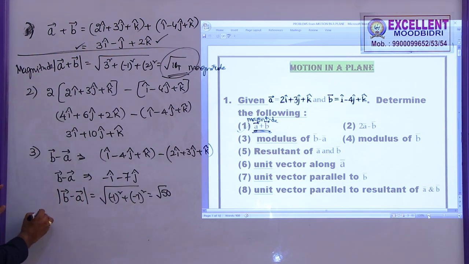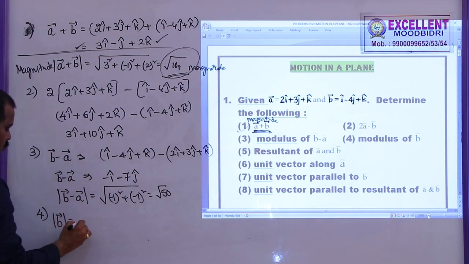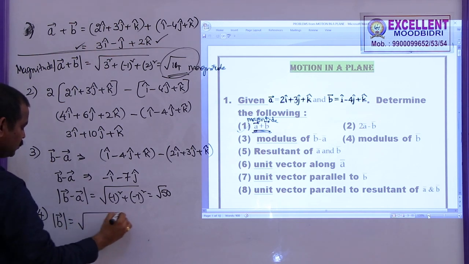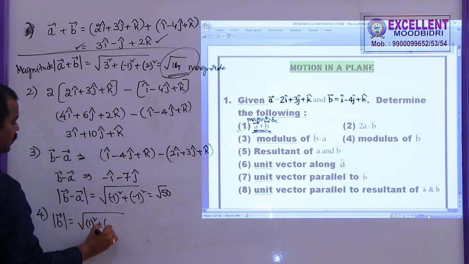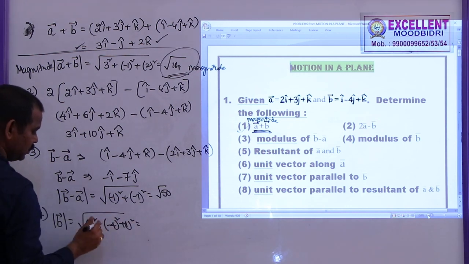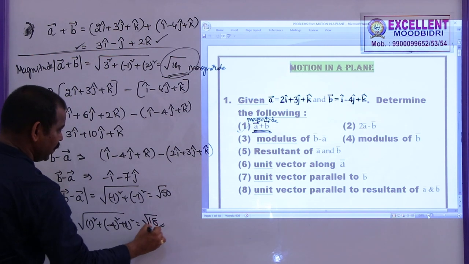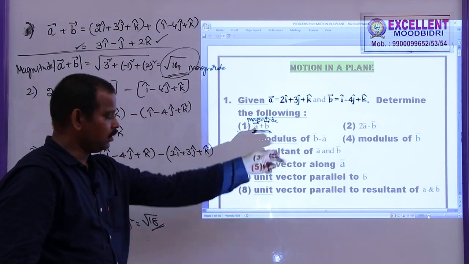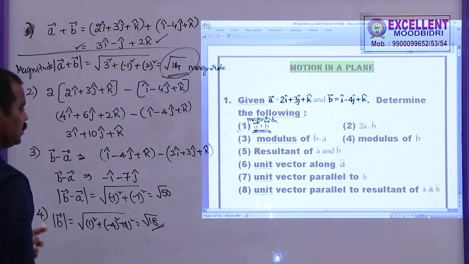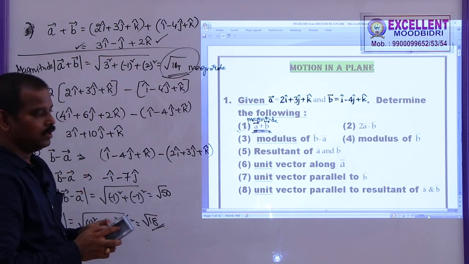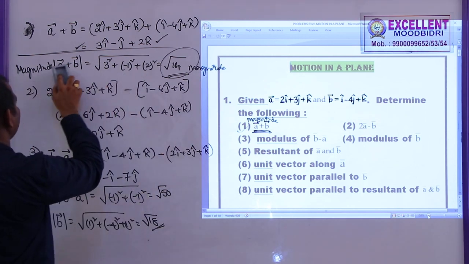Now similarly, modulus of B bar, that is the B bar value. So this is i minus 4j plus k. So this will become 1 square plus minus 4 square plus 1 square, 16, 17, 18. This is root 18. This is the modulus of B bar. Now resultant of A bar and B bar. Resultant of A bar and B bar means we have to add here A bar and B bar. Here A bar and B bar is given.